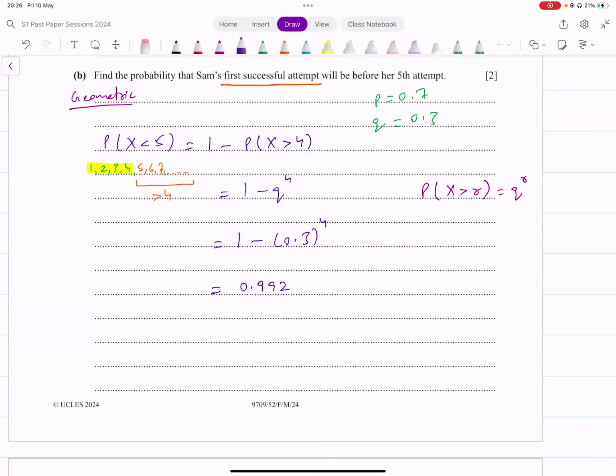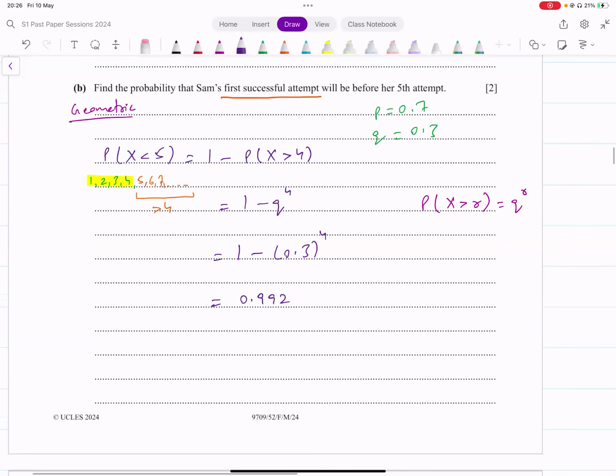All right, so that's the result that we get. Okay, you could also calculate these individually: x equals 1, x equals 2, x equals 3, x equals 4. That will also give you the same result.